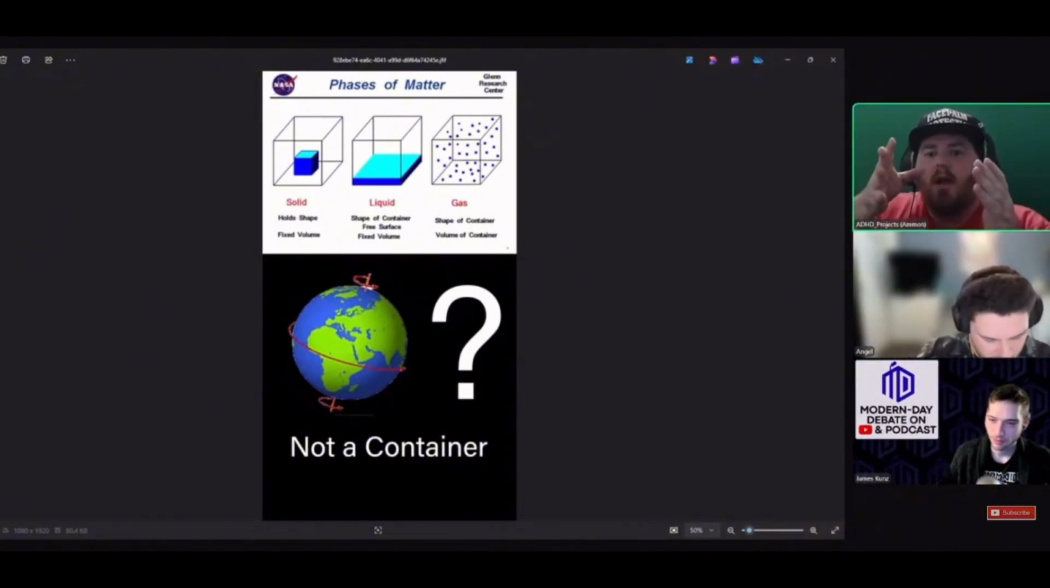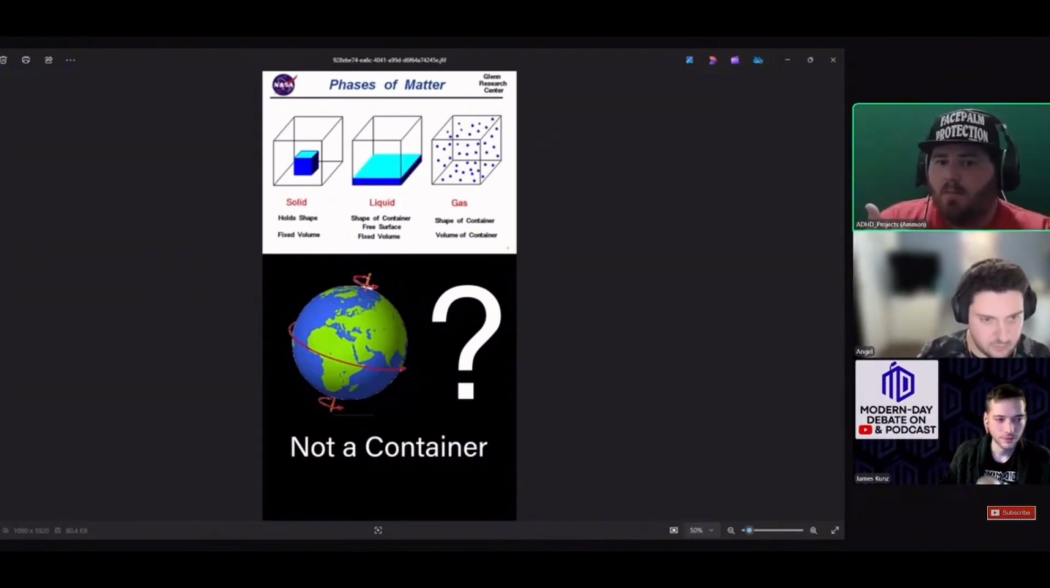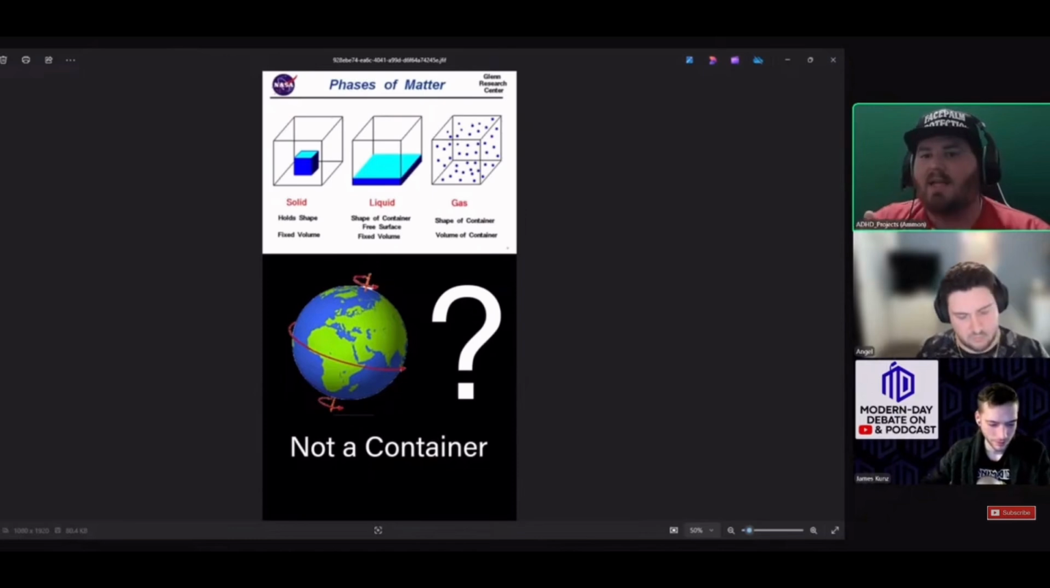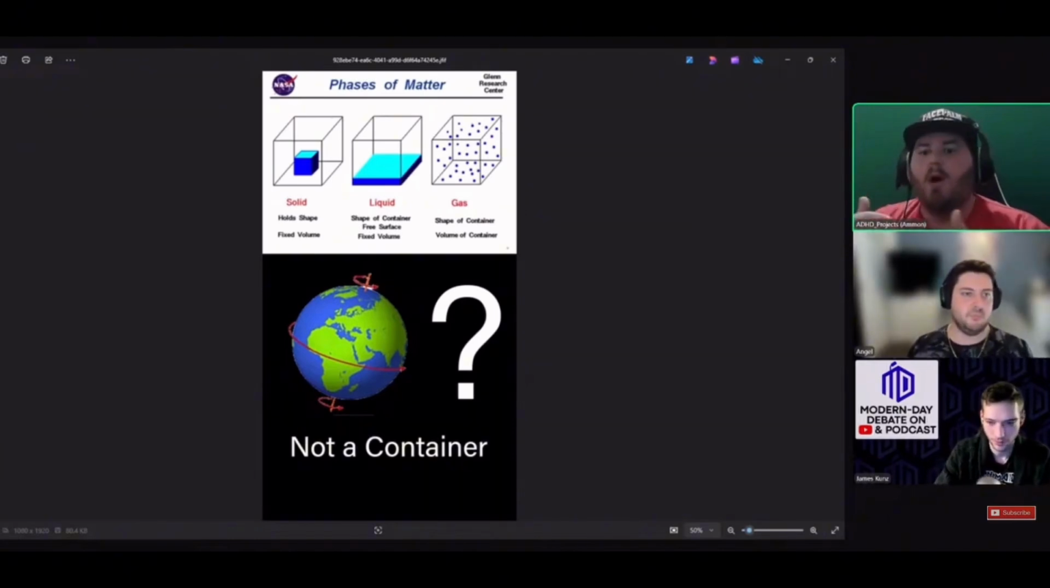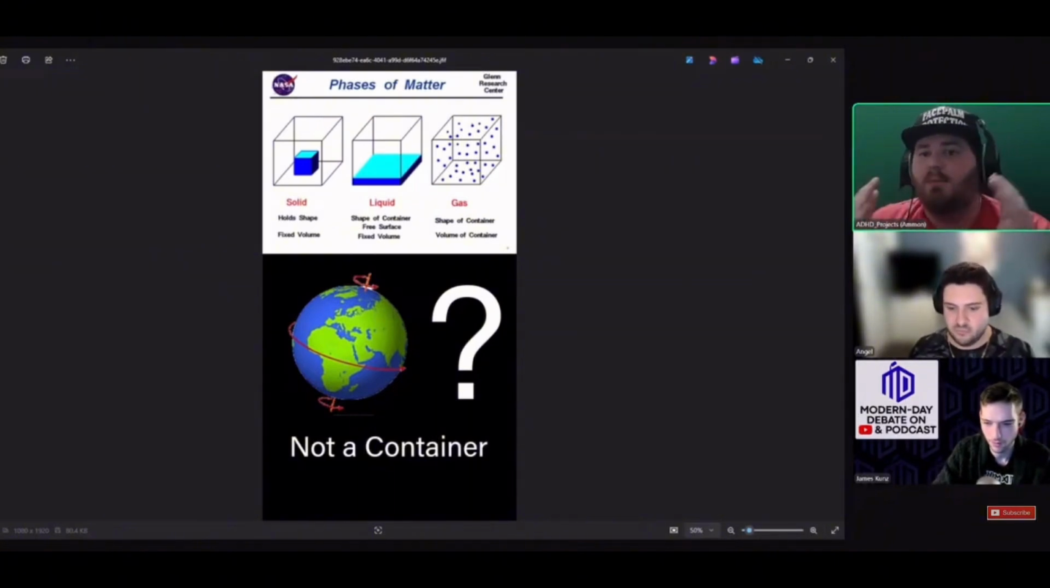So a solid, the properties of a solid is that it holds its own shape and it has a fixed volume. The properties of liquid is that it takes the shape of the container, it has a free surface, and it has a fixed volume. The properties of gas is that it takes the shape of the container and it fills the volume of the container. This has nothing to do with gas pressure.